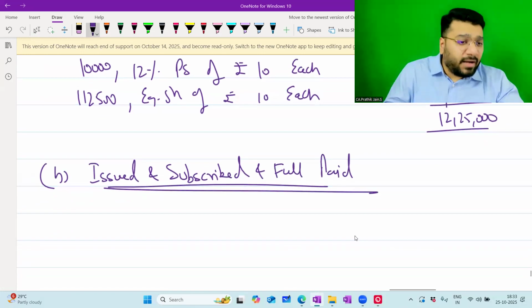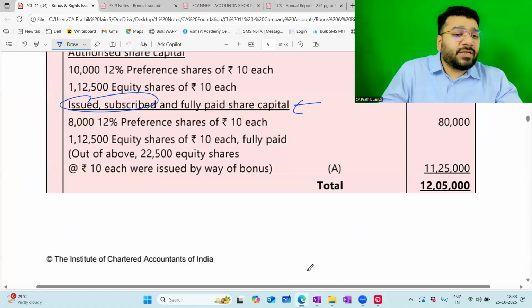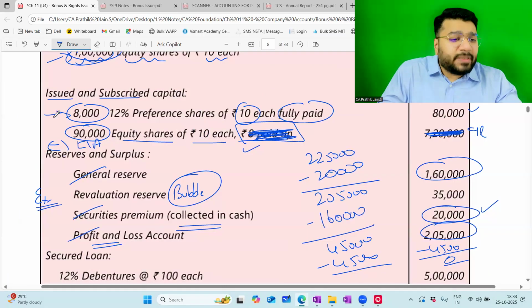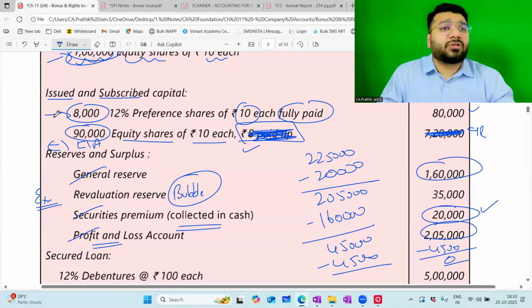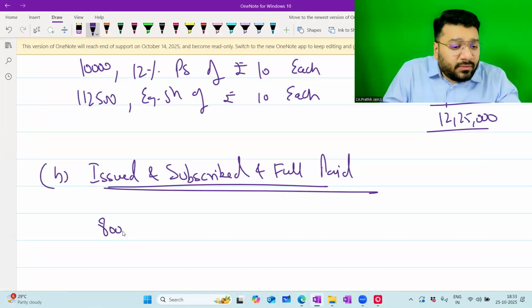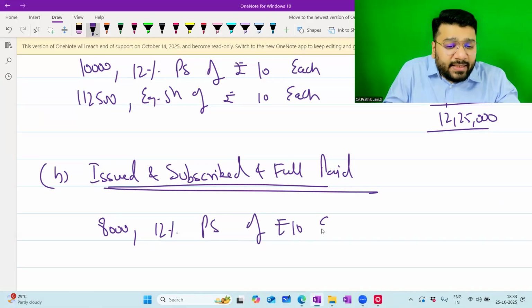Okay? Under that, how much is issued? 8,000. We will copy paste. Guys, in this entry, preference is not touched. So preference will continue as it is. 8,000 quantities of 12% preference share of rupees 10 each has been issued. How much is it? 80,000.